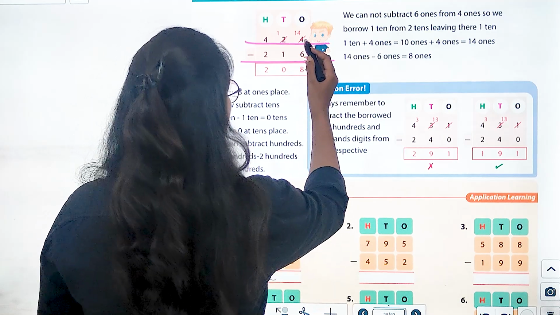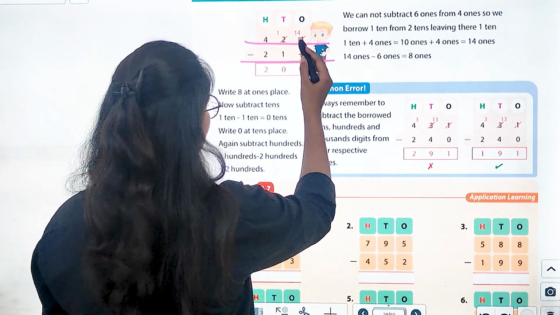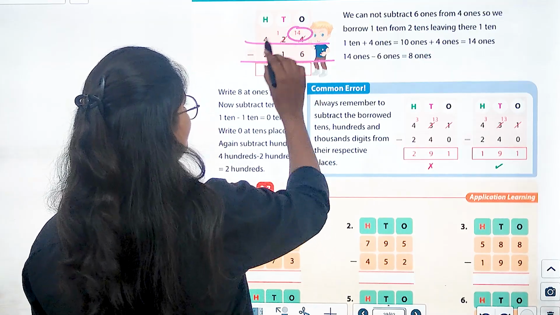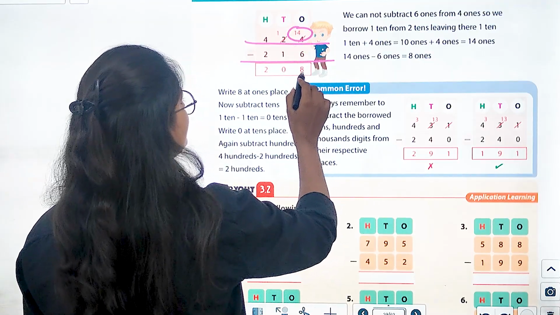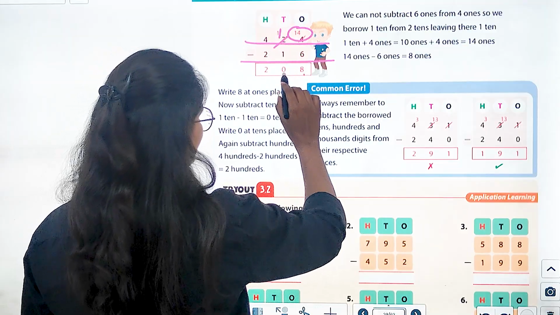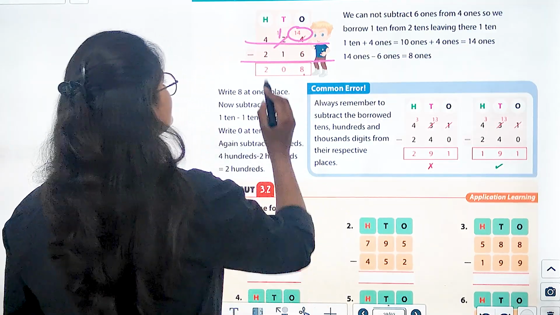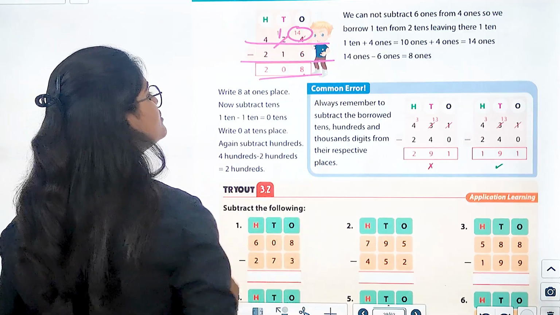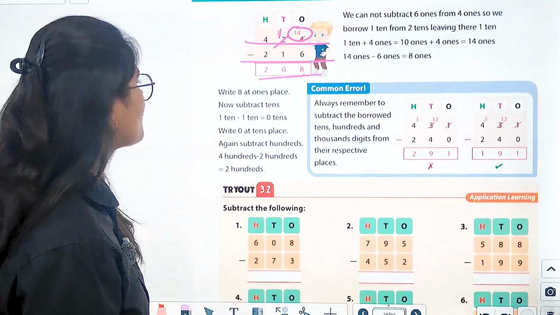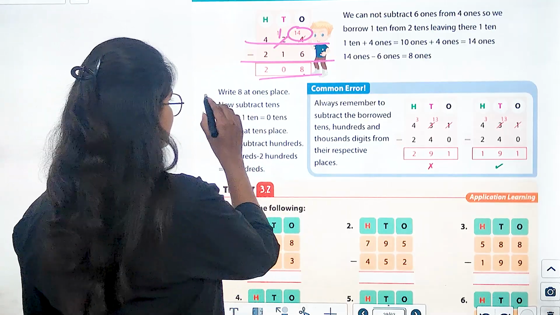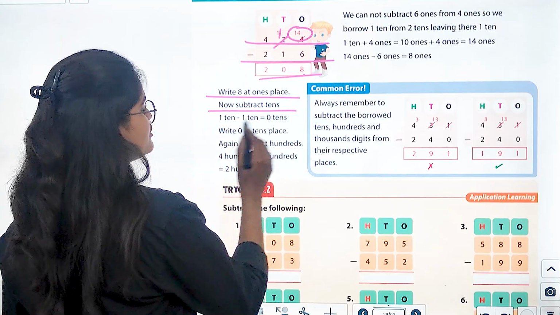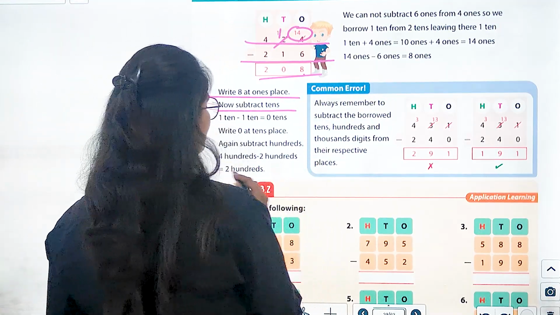So it says 14 minus 6. We can't subtract 6 from 4, so we'll take a carry. 14 minus 6 is 8. Then we'll write 1 over here after cutting 2. Then 1 minus 1 is 0. Then 4 minus 2 is 2. So it is 208, right? Next, write 8 at ones place. Now subtract. Okay, so these are the steps that we have followed.